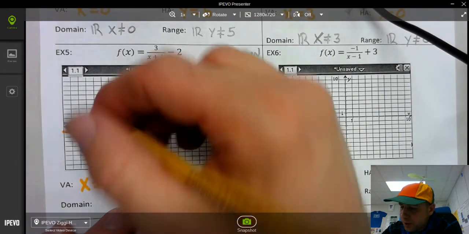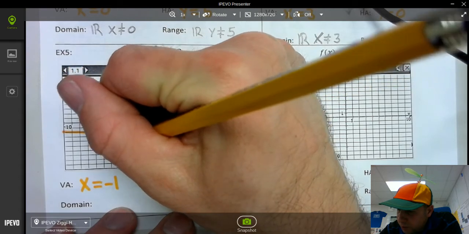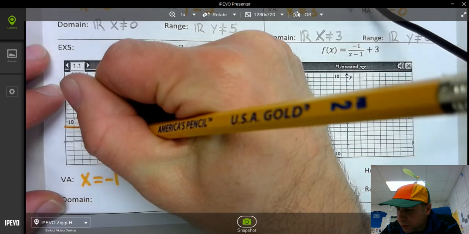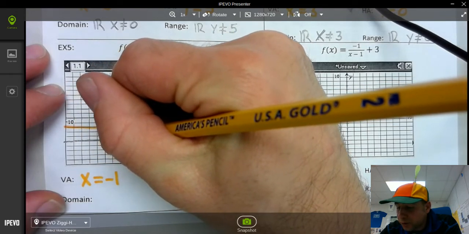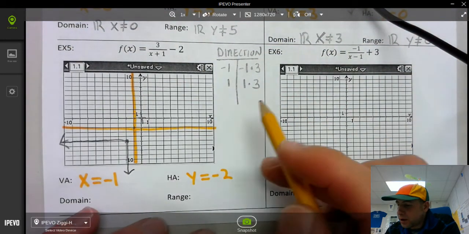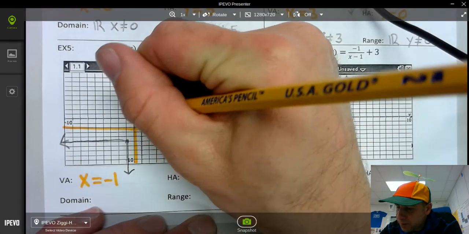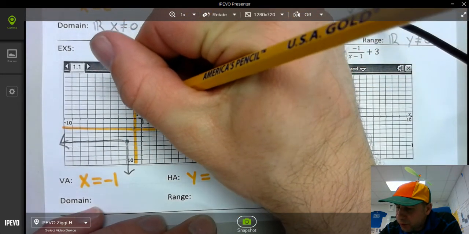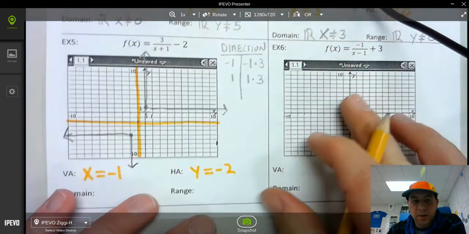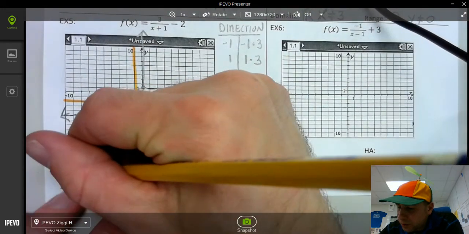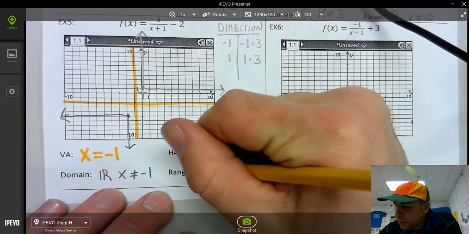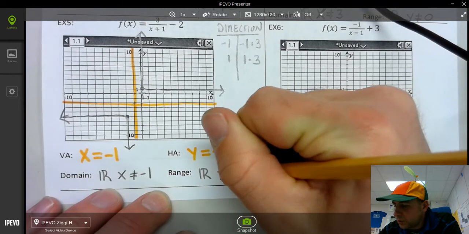So we go left 1, down 1, 2, 3. Now we move close to the horizontal asymptote and towards the vertical asymptote. Now here we go to the right 1, up 1, 2, 3. Again, we move close to the vertical asymptote and towards the horizontal asymptote, but never touch. Now we know that the domain is all real numbers, excluding the vertical asymptote, and the range is all real numbers, excluding the horizontal asymptote.